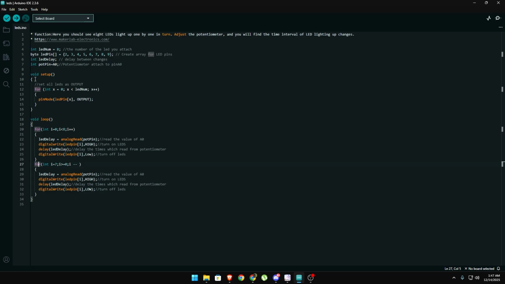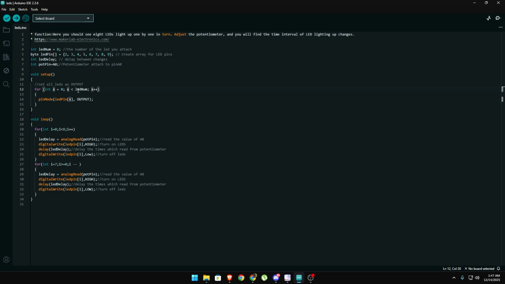And for its setup, for (int x = 0; x < ledNum; x++), x is where we put it here. Since x equals 0, which is the default starting index of the array, when we go to pin 2, instead of reading 1 it will read 0, unless you change it to 1.